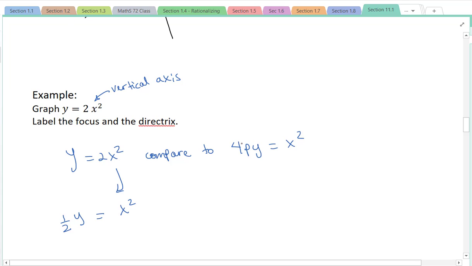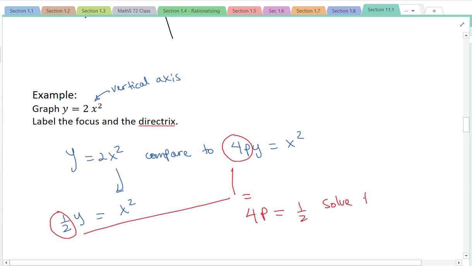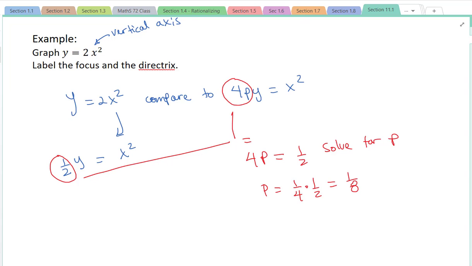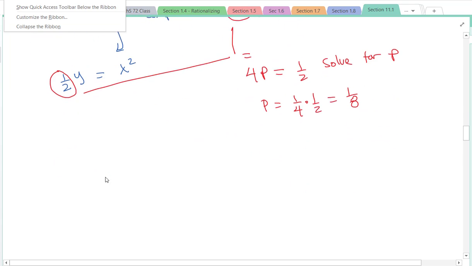And so now it kind of looks like that. This is a good example of when to use our equation. So I want 4p to equal 1/2. So those should be equal. We can say 4p has to equal 1/2 and solve for p. Divide both sides by 4 or multiply both sides by 1/4. So p is 1/4 times 1/2, which is 1/8. So that is our p.